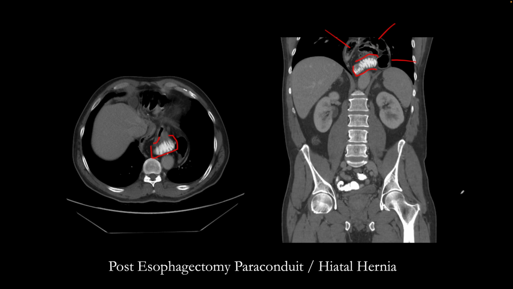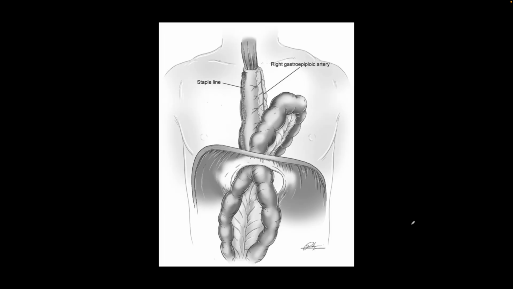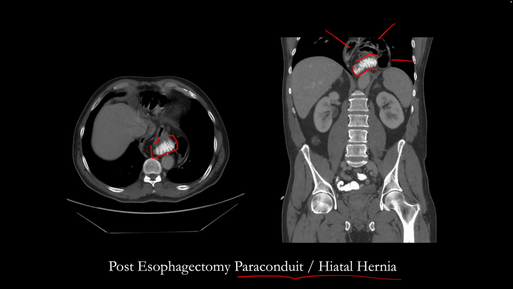but what this patient had was a paraconduit hernia, and here is a line diagram showing post-surgical changes from esophagectomy and gastric pull-through. And after the surgery, because the diaphragmatic hiatus is large, a bowel loop can herniate into the chest, and that's what we see here as a paraconduit hiatal hernia.